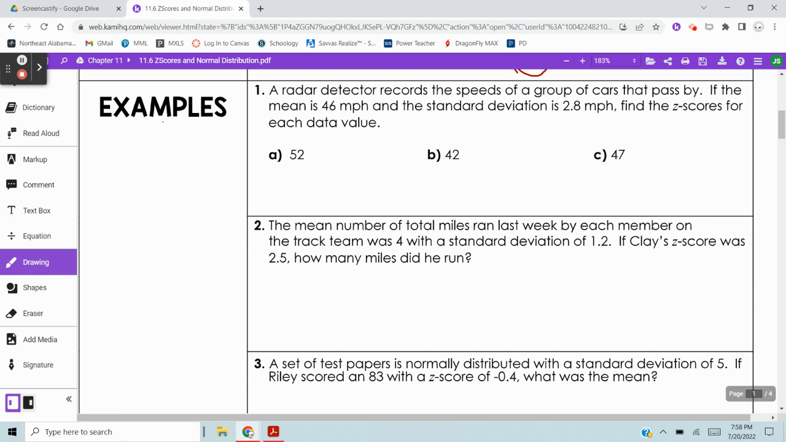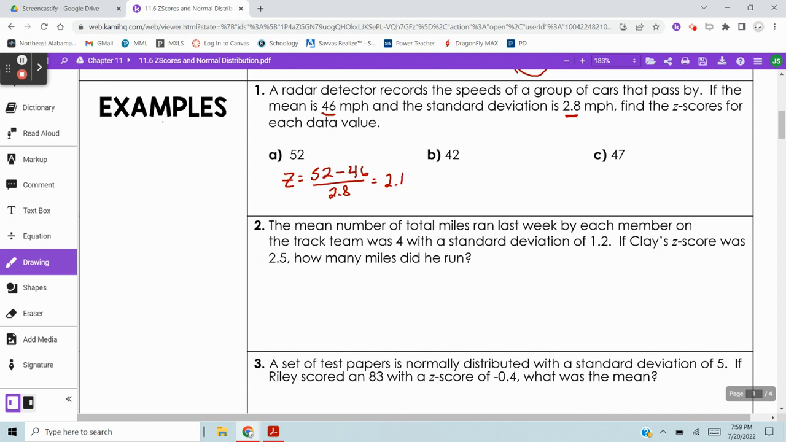Example number 1 says a radar detector records the speeds of a group of cars that pass. If the mean is 46 and the standard deviation is 2.8, find the z-score. Again, what we're looking for is how many standard deviations we are from the mean. So we take our value, subtract our mean, and divide by our standard deviation. So 52 minus 46 divided by 2.8, and we get a z-score of 2.14.